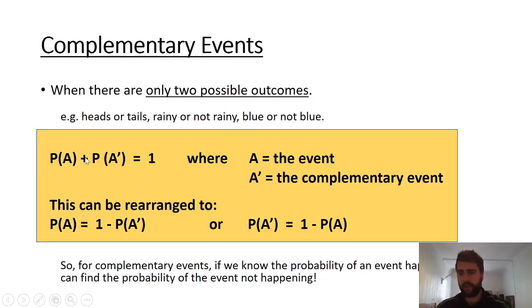And because we know this, we can actually rearrange these formulas. For complementary events, if we know the probability of an event happening, we can find the probability of the event not happening, which is pretty cool. Now guys, if these formulas are looking a bit scary to you, don't worry, we're going to look at two examples, and hopefully this will help you to understand the concept and to move forward with complementary events.